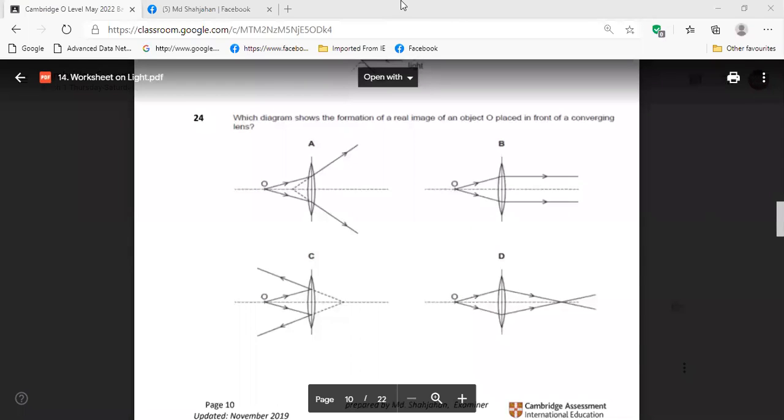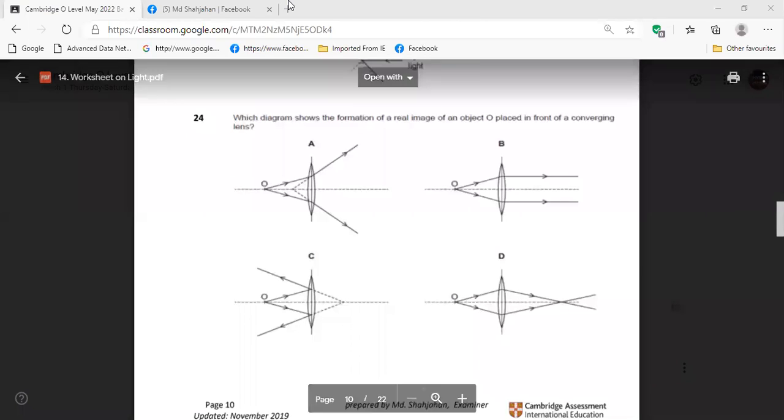Yes, Farabi. Can you read question number 24? I am reading. Which diagram shows the formation of a real image of an object O placed in front of a converging lens? So you got it printed, this worksheet? Not yet, sir. Okay, please have it printed. It will help you a lot if you get it printed.